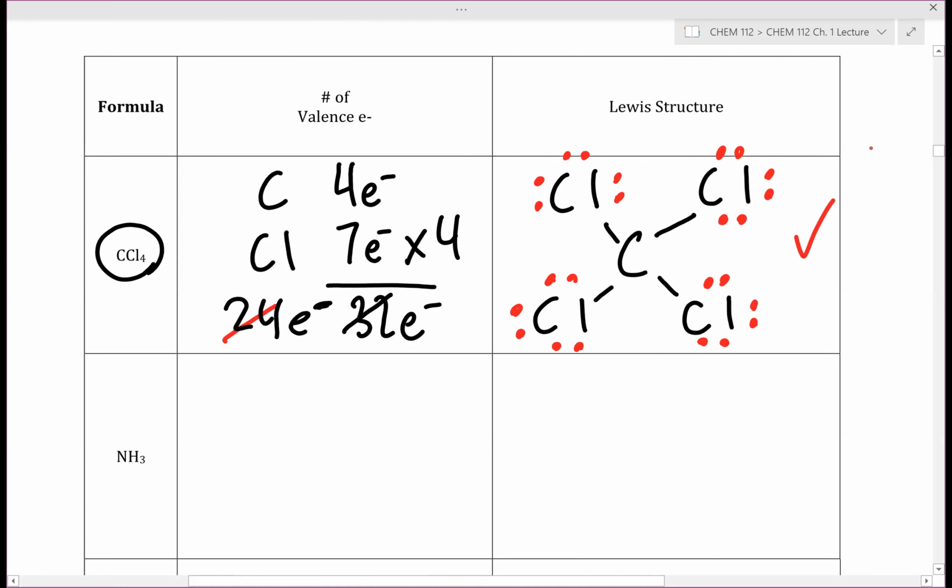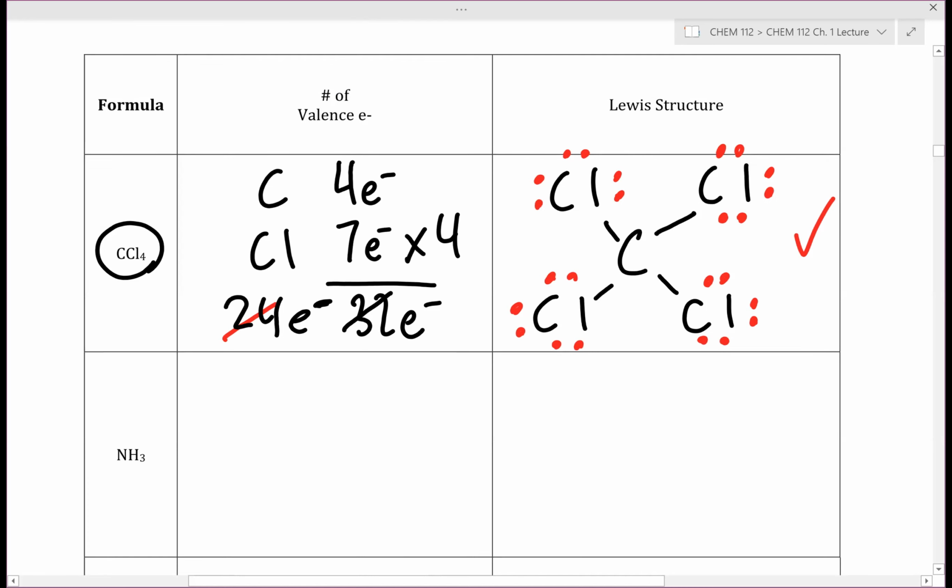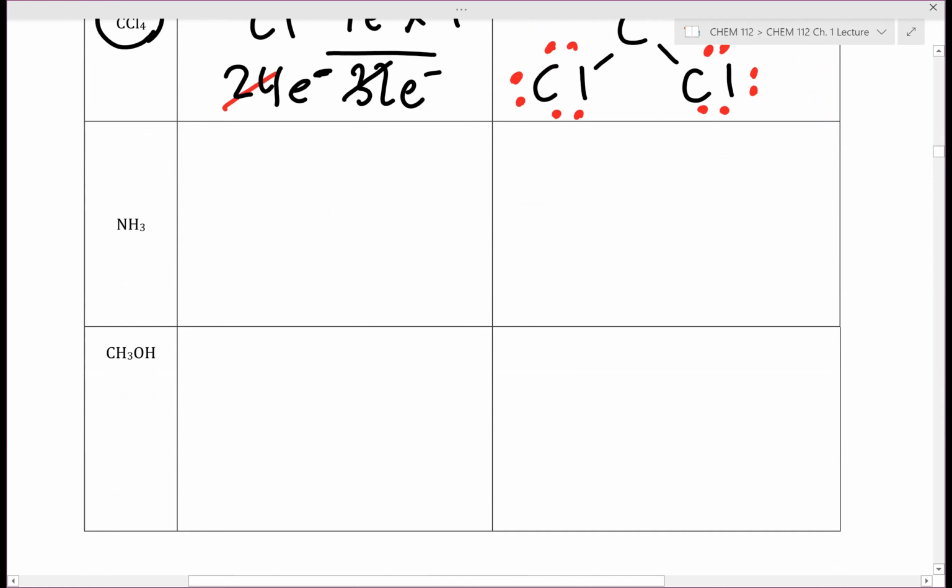Okay, what I'd like you now to do is to draw valid Lewis structures for the next 2 compounds, ammonia and methanol.